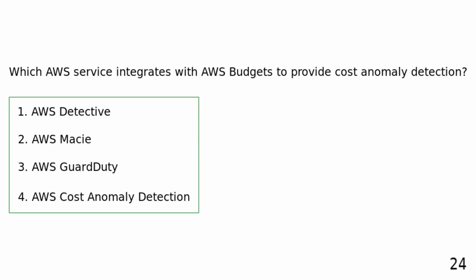Which AWS service integrates with AWS Budgets to provide cost anomaly detection? AWS Detective. AWS Macie. AWS GuardDuty. AWS Cost Anomaly Detection.